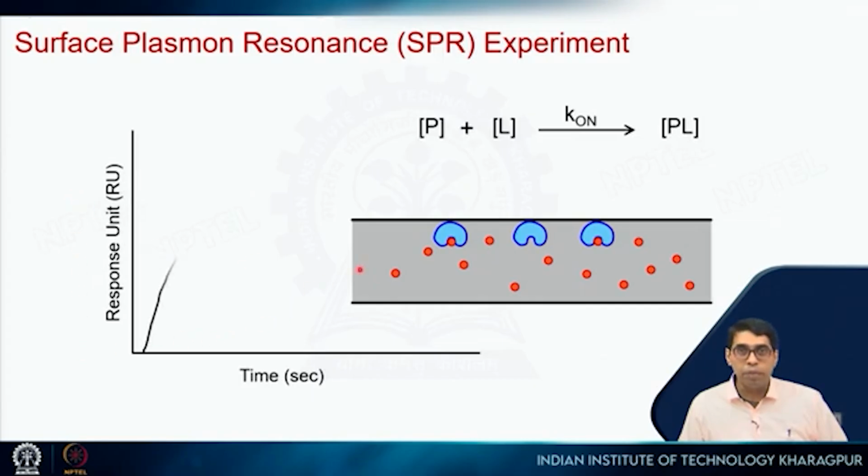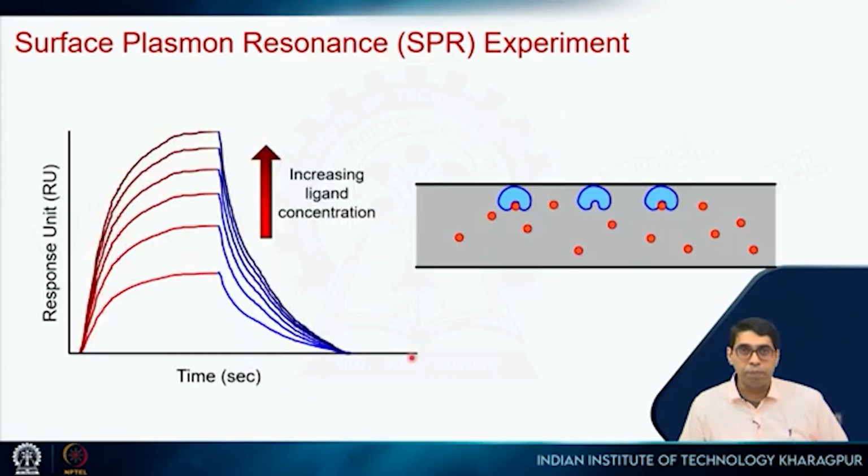So this is your response unit. You start your experiment, more and more ligand binds, so you will see the response changes, and then it will reach saturation. Then you stop passing the ligand and you pass the buffer, flowing the buffer. As buffer flows, you will see that more and more of this bound ligand is going out, so your response will decrease and you will get a curve like this. So this is because of association, binding of the ligand to the protein, and this is because of dissociation, the release of the ligand from the protein, right?